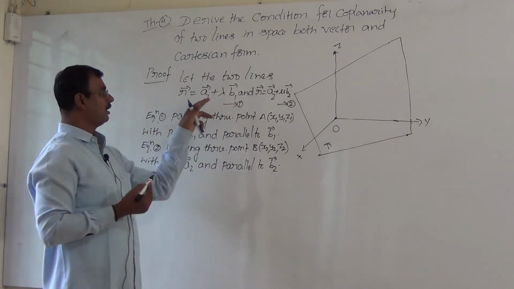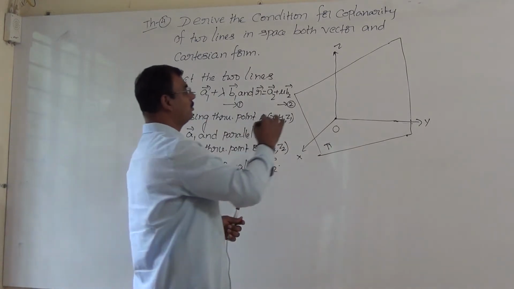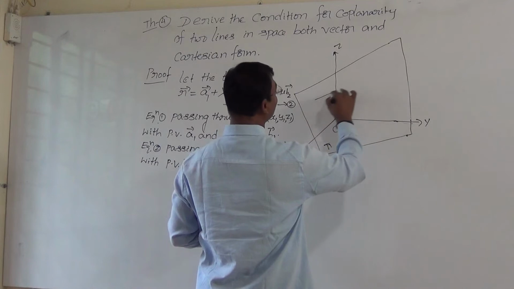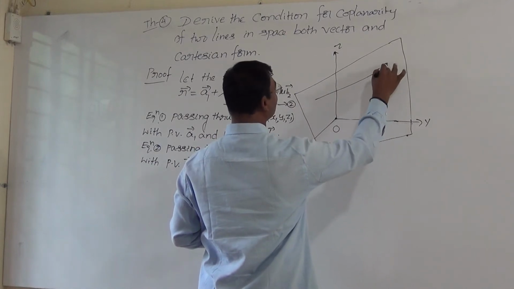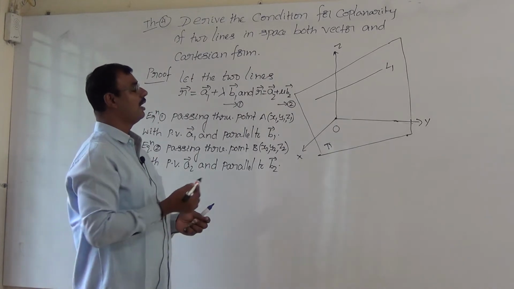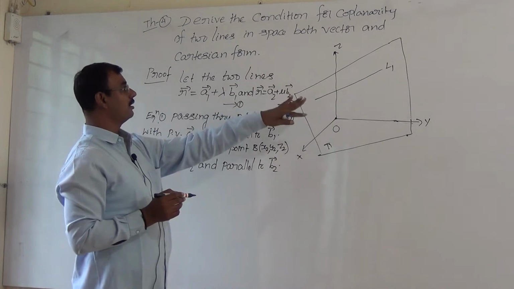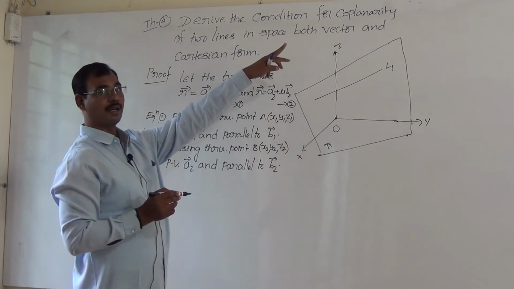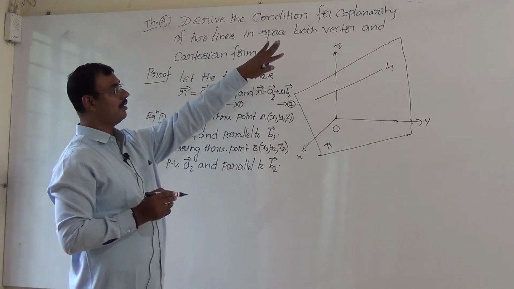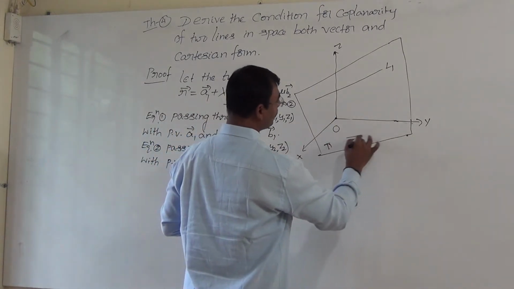Now I am taking these two lines in space. This is line L1, which is equation number 1. We can take another line as equation number 2. These two lines are coplanar. What is coplanar? They lie on the same plane. So I am taking one more line like this. This is the line L2.